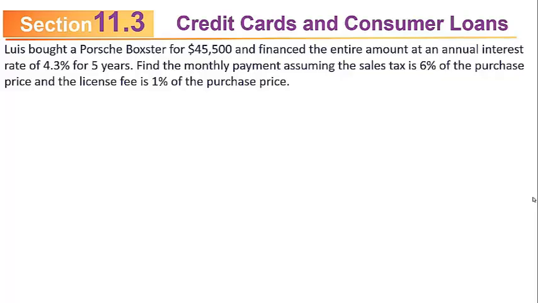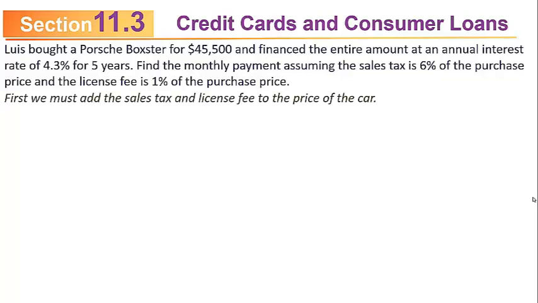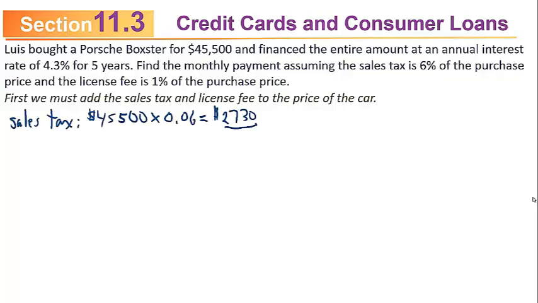It's a $45,500 car, but it's got to have sales tax and license fee added to that, and you're going to borrow that bigger amount. So first of all, we have to figure out the sales tax. Once you change it to a decimal, you get 0.06, and 0.06 times 45,500 comes out to be $2,730. So the sales tax has to be added on. The license fee is 1%. So 1%, which is 0.01, 1% of 45,500 is $455.